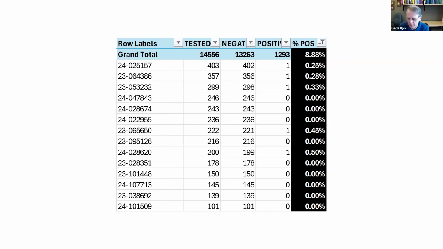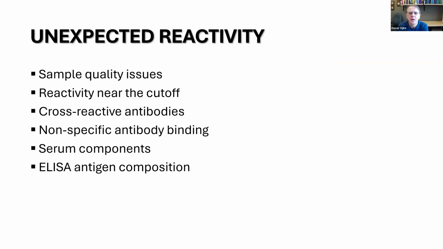So this kind of suggests to me that it's not just the test, it's something in the samples that we receive. And certainly this unexpected reactivity can arise from a number of different reasons. Of course, if you have a poor quality sample, which is generally speaking not the case, usually we get good quality samples, a hemolyzed or contaminated sample can give you reactivity.